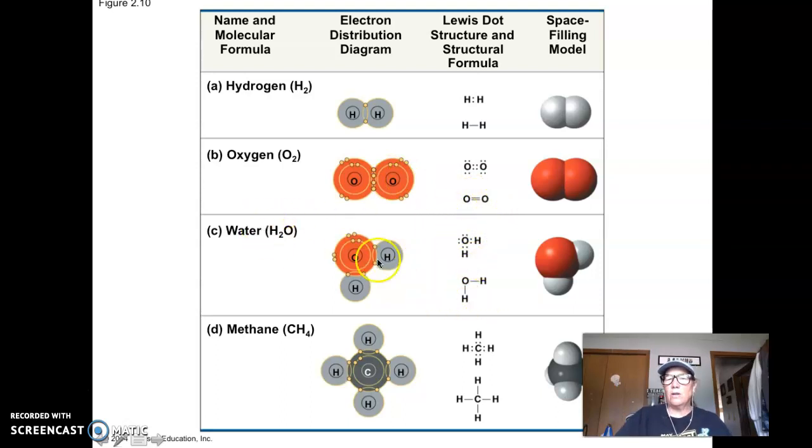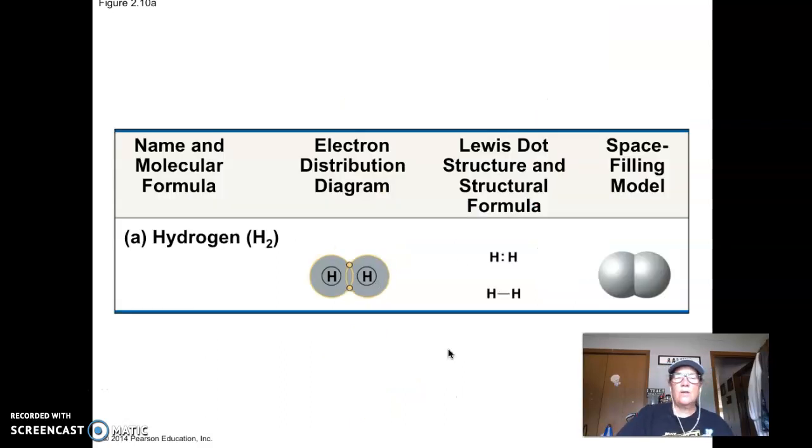Water, we've got water with oxygen and 2 hydrogen. And then here's methane. Methane, you've got carbon in the middle, and carbon has 4, and then each hydrogen has 1, so they situate themselves, and now you see carbon has 8, and then each hydrogen has 2. Hydrogen only needs 2, everybody else needs 8. Okay? That's how you form what they call a covalent bond. They share the electrons, and the magic number is 8. Okay?